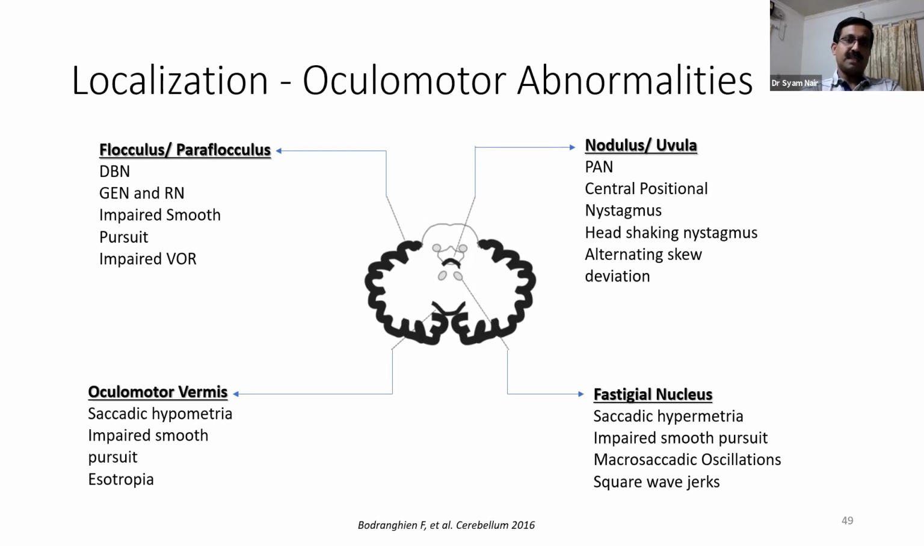When the oculomotor vermis is affected, you get saccadic hypometria, impaired smooth pursuit, and esotropia. And the fastigial nucleus, again, saccadic hypermetria, impaired smooth pursuit, and square wave jerks.